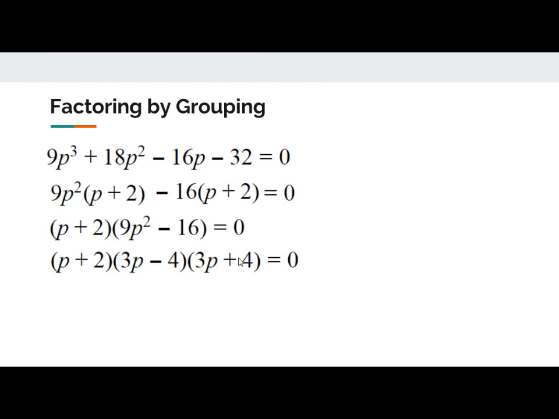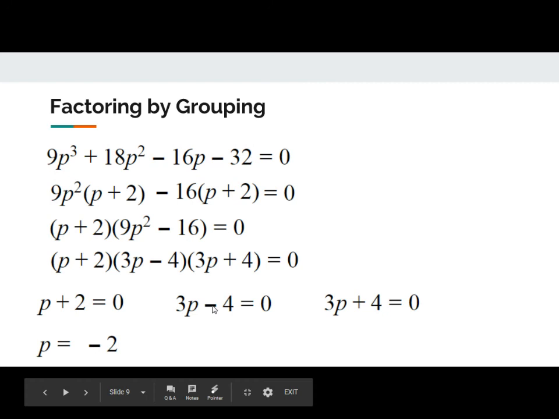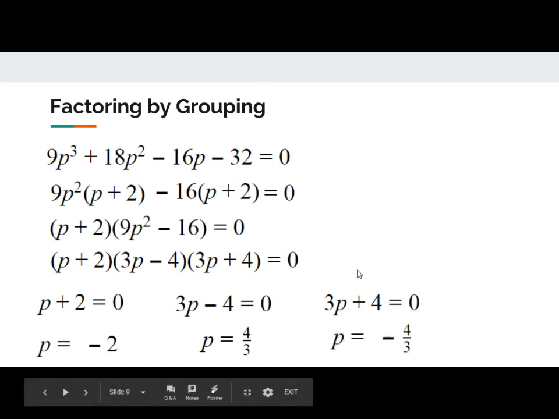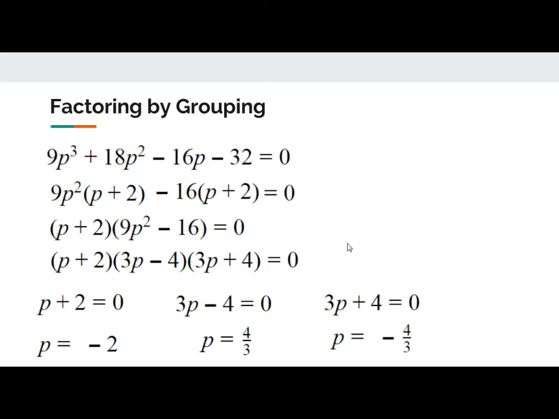Now we have three linear equations. We can solve these now. So we've got p plus 2 equals 0, 3p minus 4 equals 0, or 3p plus 4 equals 0. One of those three has to be 0 to make this product equal 0. So again, p could be negative 2. Negative 2 plus 2 equals 0. If you solve this, if you add 4 to both sides, divide by 3, you'd get that p could be 4/3. If you solve this one over here on the right, you could subtract 4, divide by 3, and you'd get that p equals negative 4/3.